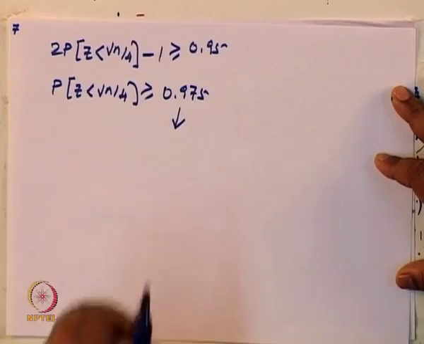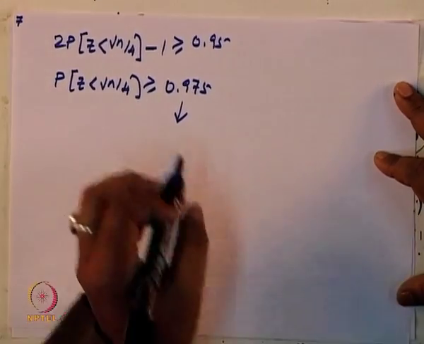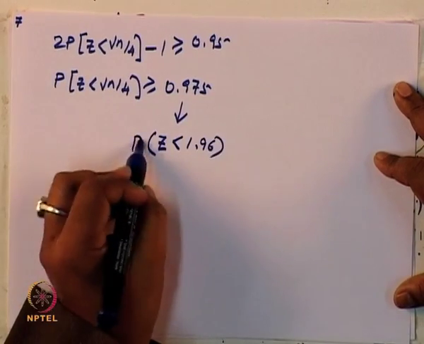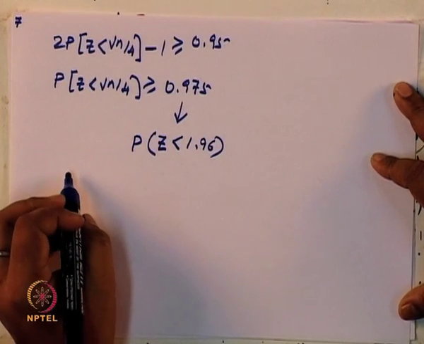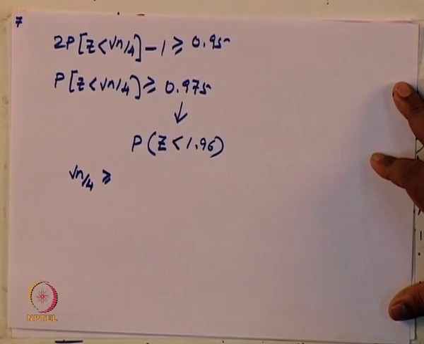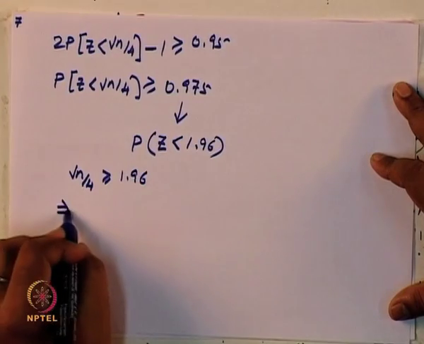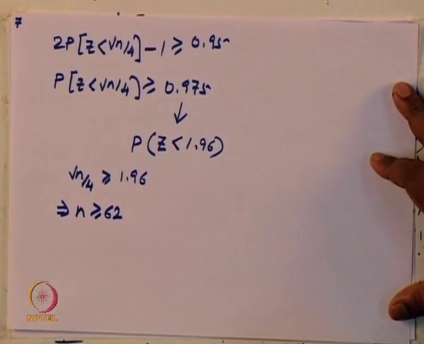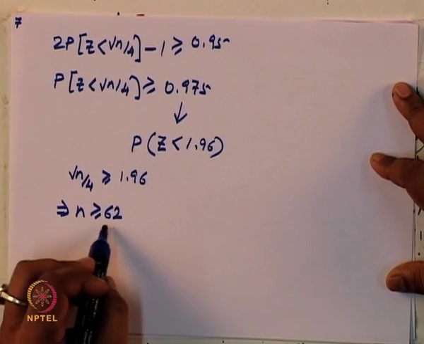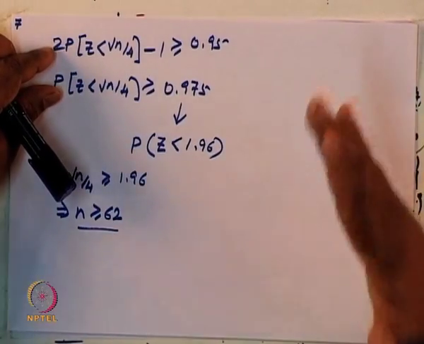From here you can look up the standard normal variable tables, and this comes out to be z less than 1.96. Then what I would need is root n by 4 must be greater or equal to 1.96, and this will give me n greater or equal to 62. So, this means that I need to measure 62 times and then average to be sure that my error is less than 0.5 microns in terms of estimating the mean.